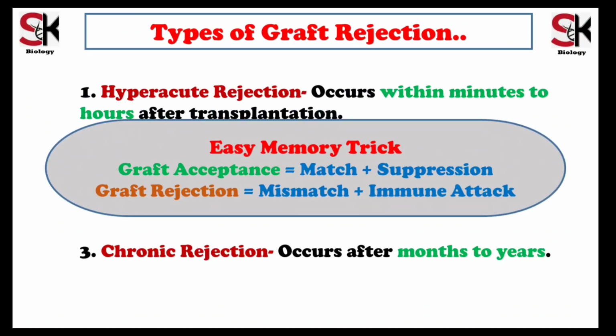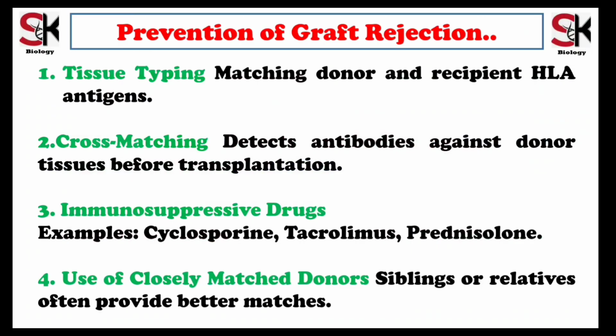To avoid the graft rejection issue, we can take some preventions. The first one is tissue typing, in which we have to match the donor and recipient's HLA antigen. The second one is cross matching, where we first detect antibodies against donor tissue before transplantation. The third one is the use of immunosuppressive drugs, and the fourth one is the use of closely matched donors like siblings or relatives.